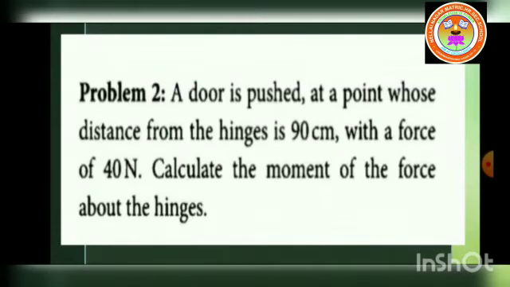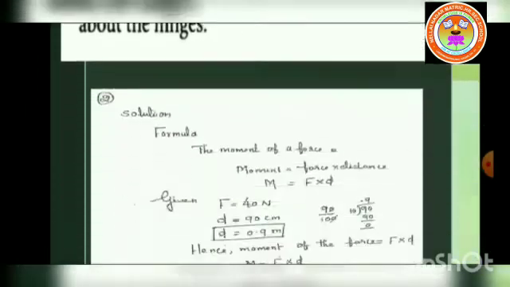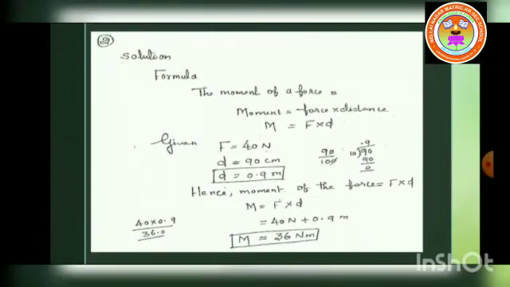Second problem: a door is pushed at a point whose distance from the hinges is 90 centimeter with a force of 40 N. Calculate the moment of the force about the hinges. Solution: we are going to use the formula, moment of force M is equal to force into distance. So the formula is M is equal to F into D. We know that F is equal to 40 N. The distance is also given in the question, that is D is equal to 90 centimeter.